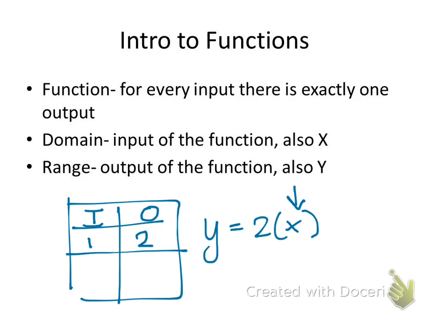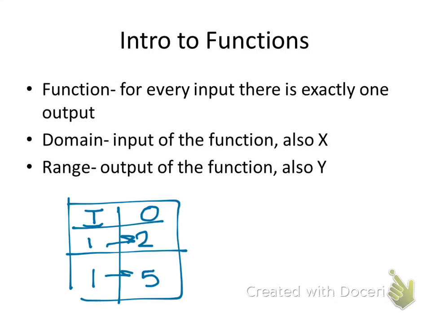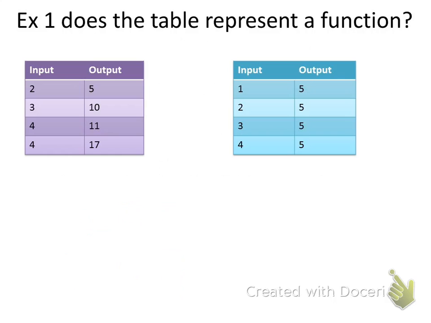Now, if I had 2 answers, if I were to say for the input of 1 I got 2, and for the input of 1 I also got 5, then this is not a function, because for the input of 1, it has 2 different outputs. That would not be a function. For every input, there is only one output. That's what makes it a function. So in example 1, they want me to say, does this table represent a function?